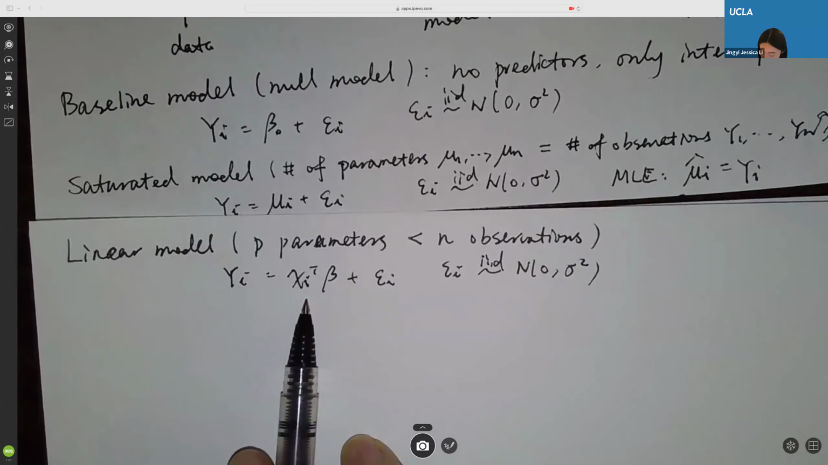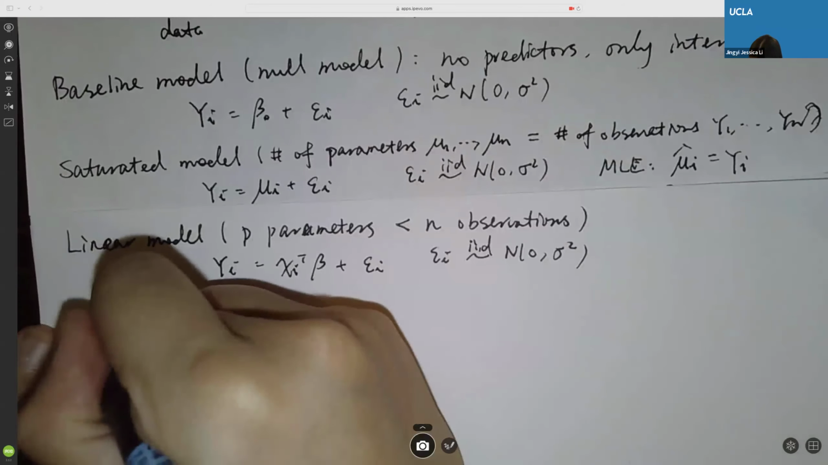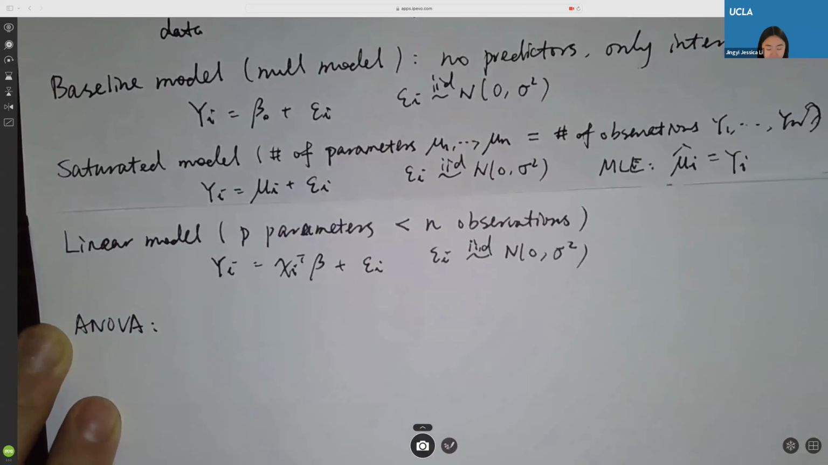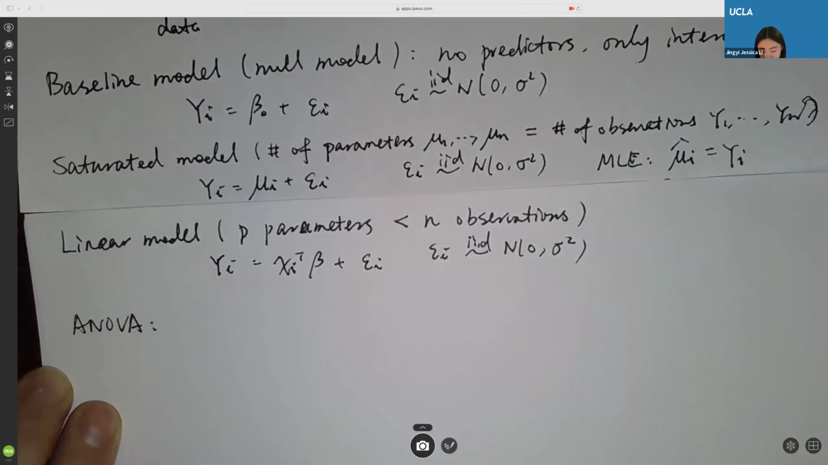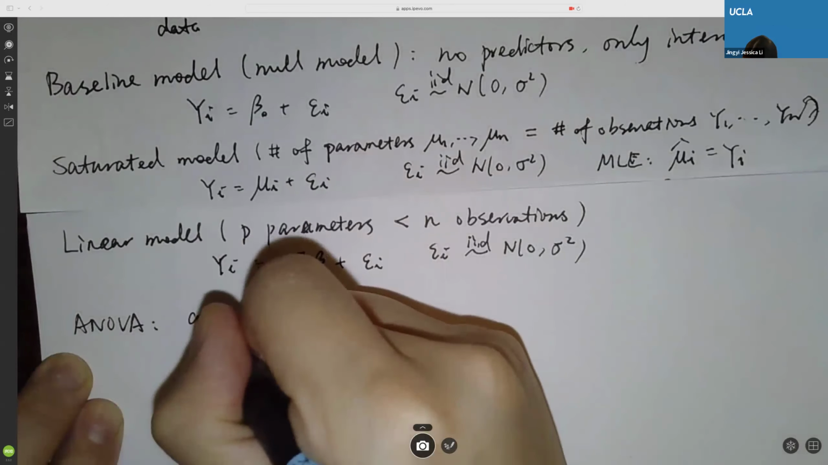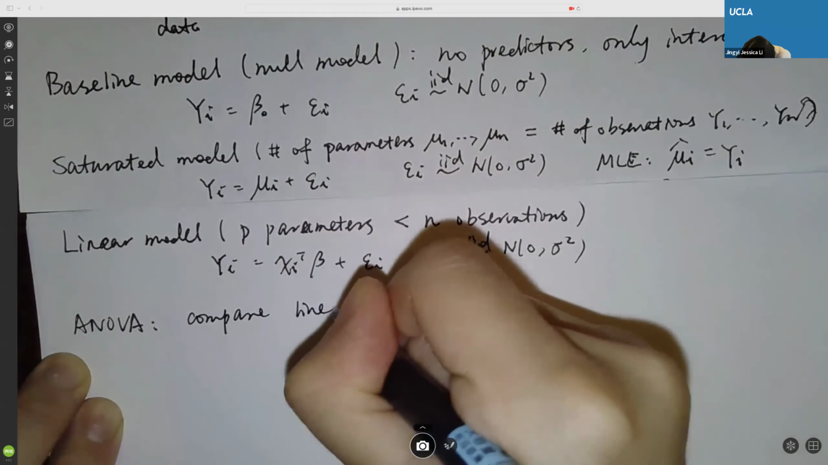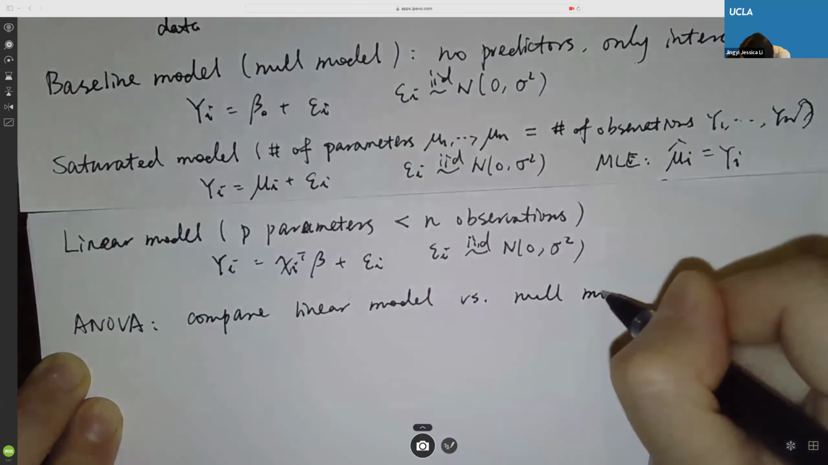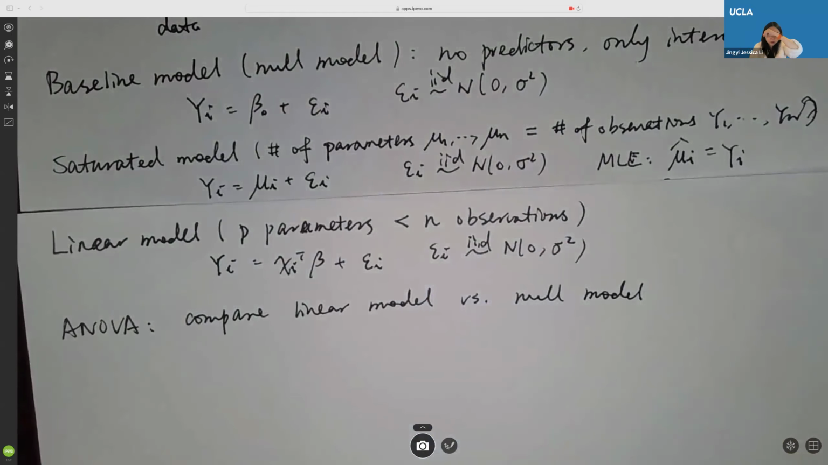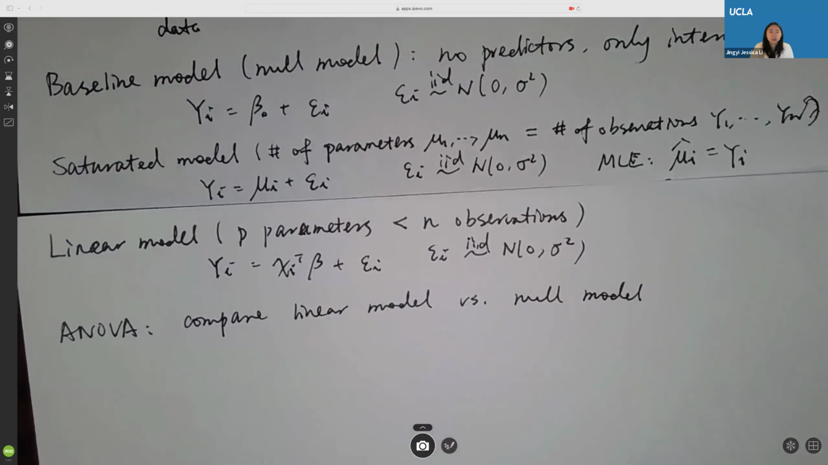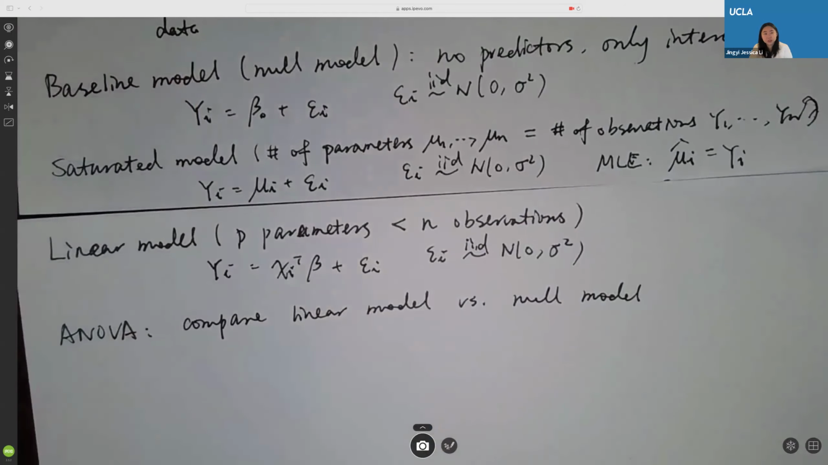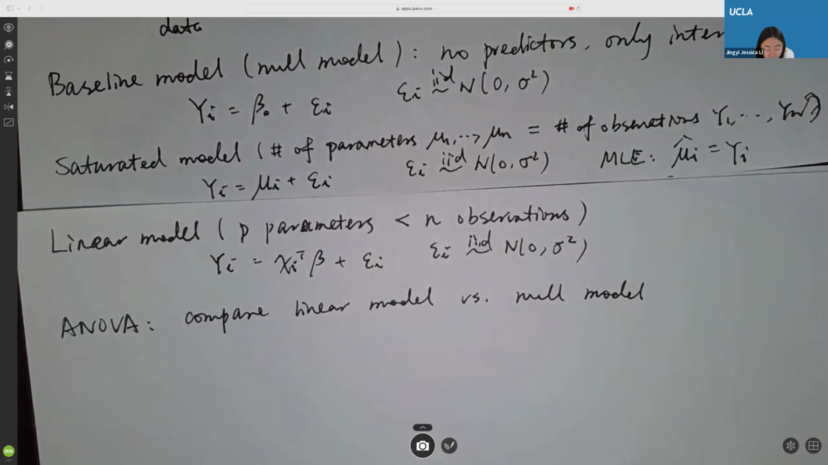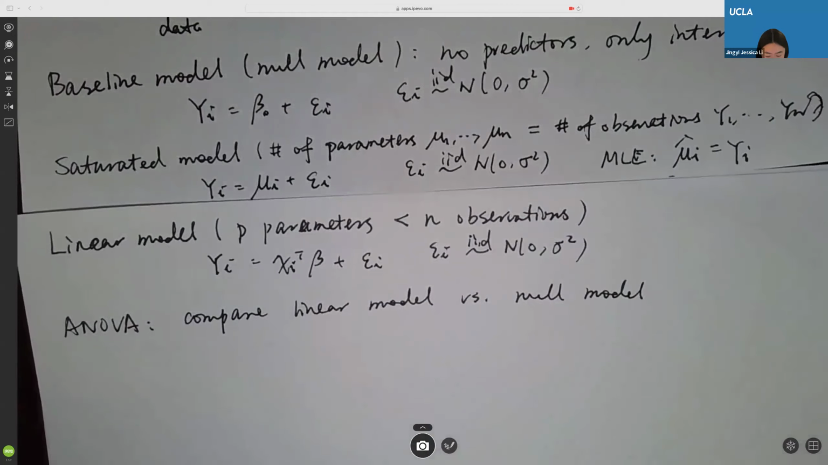Okay, so what ANOVA does, I said it's a decomposition of variance, right? But another way to interpret it is basically comparing the linear model with the null model. So in the basic form of ANOVA, we compare this linear model to the baseline null model to see whether it can significantly better explain the variance in our yi. Yeah, that's it. So basically, this is a typical ANOVA table.